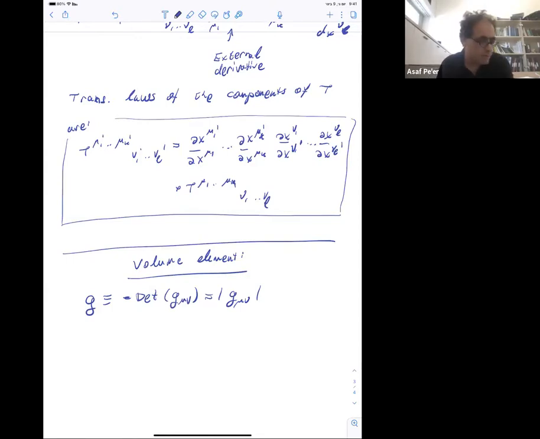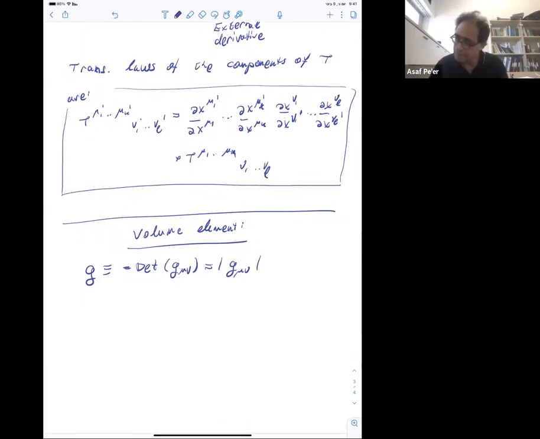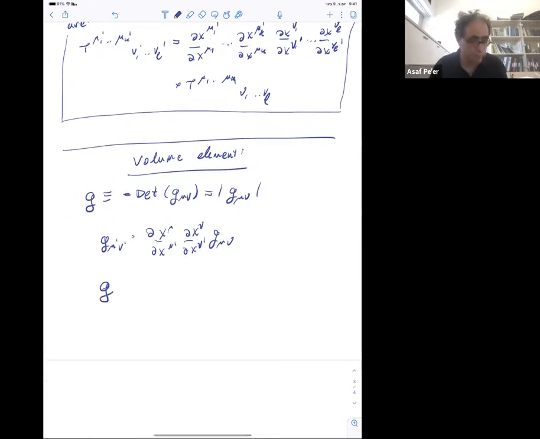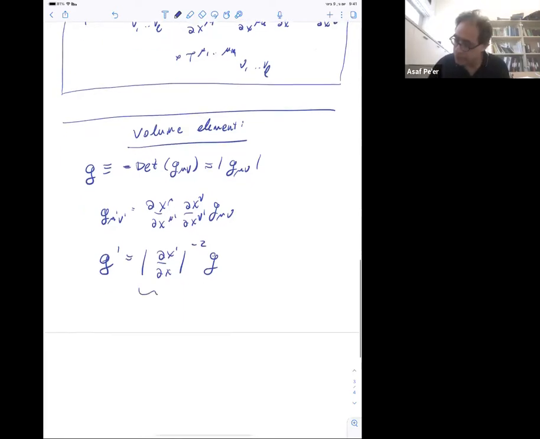And if we take the determinant of the transformation law of g mu nu, g mu prime nu prime is just dx mu over dx mu prime, dx nu over dx nu prime, g mu nu. If we're taking the determinant, g prime is just the determinant of dx over dx prime, squared, times g. And this term is called the Jacobian. It should remind you of one of your second-year courses.